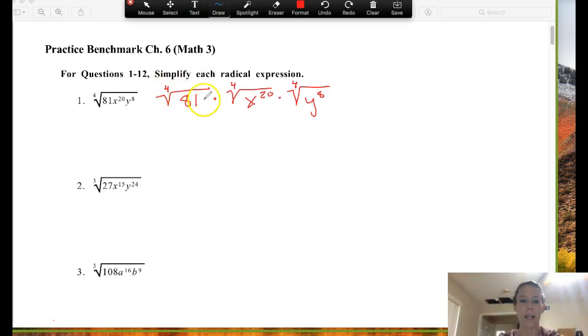I need 81 to be to the fourth power. Well, let's break down 81. Is 81 something to the fourth power? If you're not sure, get out your calculator and just start with numbers. Go 3 times 3 times 3 times 3, 4 times. See what it gives you. It actually gives you 81. This is 3 to the fourth power. So this would be the fourth root of 3 to the fourth. Now these are going to cancel out, and I'm going to get 3.